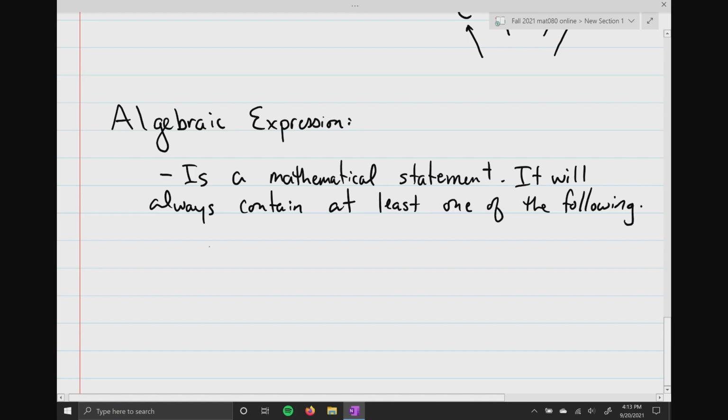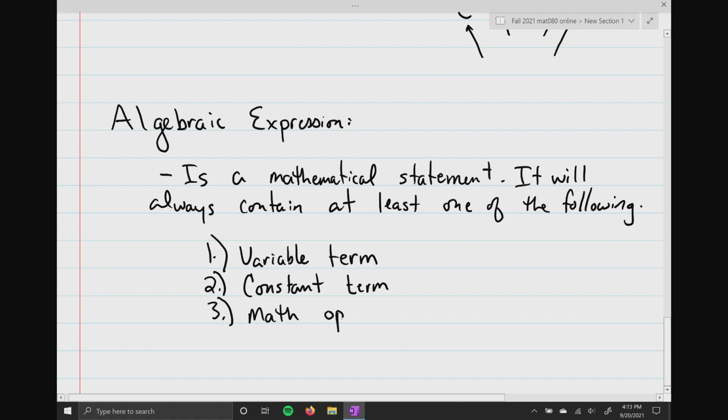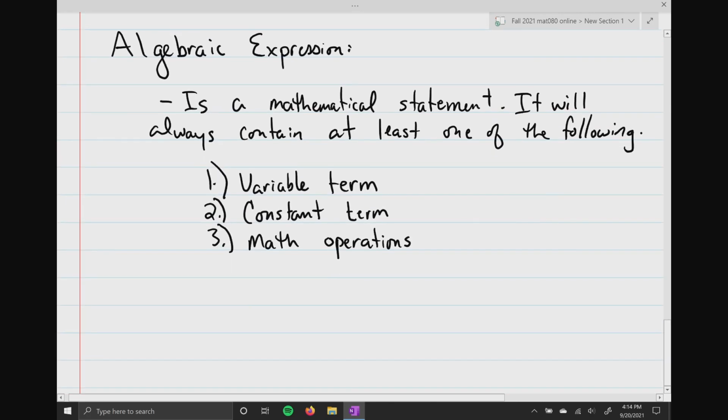Here's the first thing. It will contain a variable term. So we know what that is. We already defined that earlier. Second, it can contain a constant term. And we've already established what that is. And lastly, it will contain math operations.